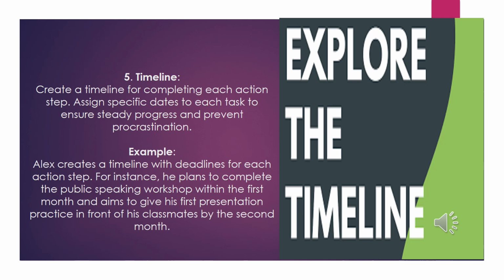Here, as a student, Alex created a timeline with a deadline for each action step. For instance, he plans to complete the public speaking workshop within the first month, and aims to give his first presentation practice in front of his classmates by the second month. So accordingly, he has planned everything month-wise to achieve his goal. So this is an example. But for how you want to make your own plan, you may structure it accordingly with the help of this example.